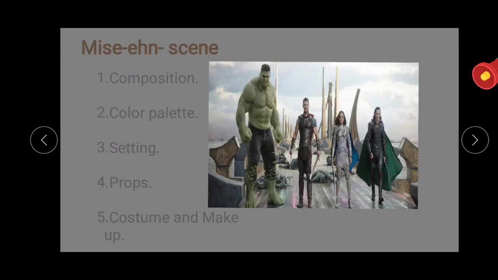Next is mise en scène. It is basically the setting or how the scene is staged. It consists of composition, color palette, setting, props, and costume and makeup. So composition is basically how things are positioned in a frame. The color palette is the range of colors chosen for a scene. Then the setting, props, and costume and makeup.